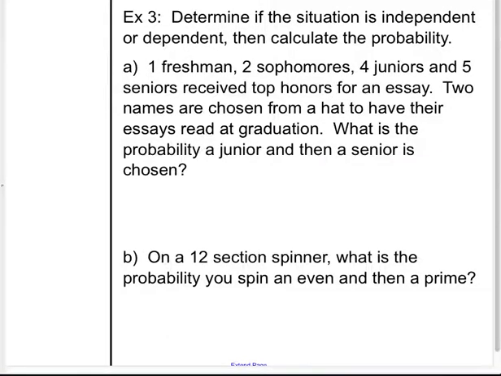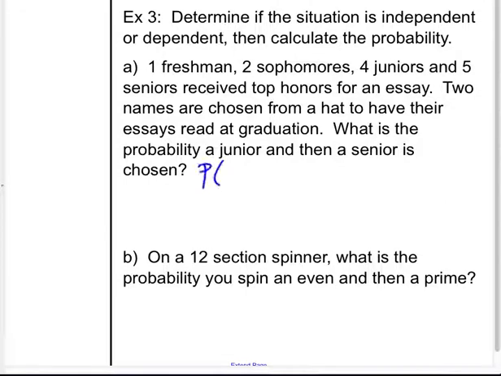Last slide, we're taking a look at determining if the situation is independent or dependent, and then we'll calculate our probability. In our first example, we have a bunch of people who received top honors for an essay from different classes. We want to know what's the probability that the first person chosen is a junior and the second person chosen is a senior. Think for a second whether or not you think the events are dependent or independent. In this case, because we are choosing one and their name is not being replaced, we're not going to choose the same person twice. This would be a dependent event.